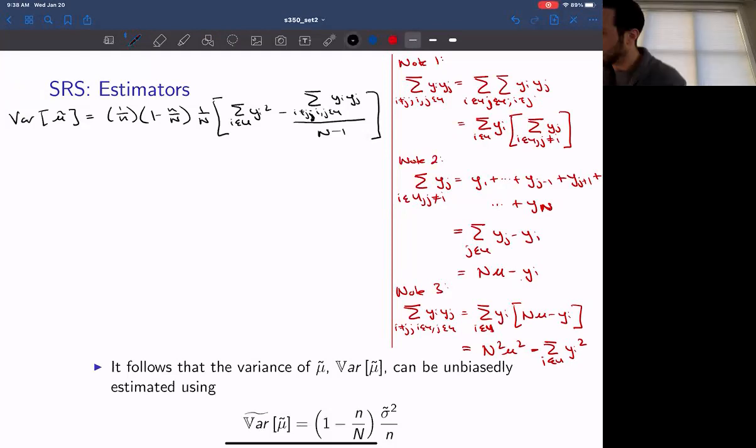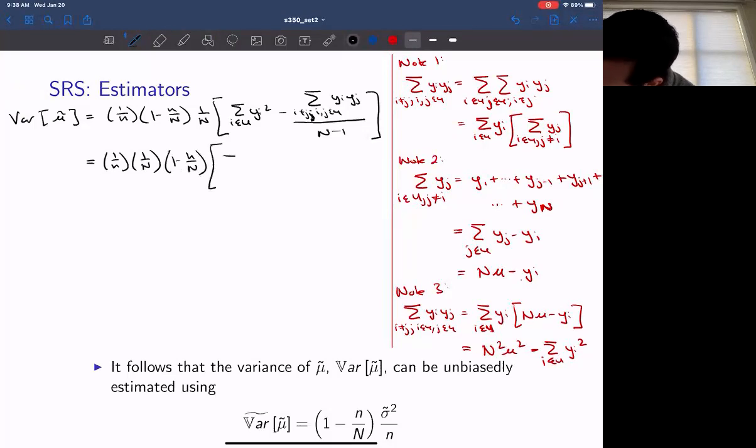All right. So now, when we come back to our variance expression, we have 1 over little n, 1 over capital N, 1 minus little n over capital N. And then we have the sum over i in u of yi squared minus 1 over n minus 1 of n squared mu squared minus the sum over i in u of yi squared.